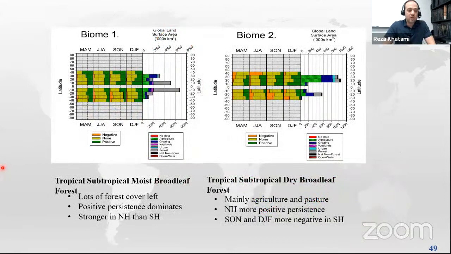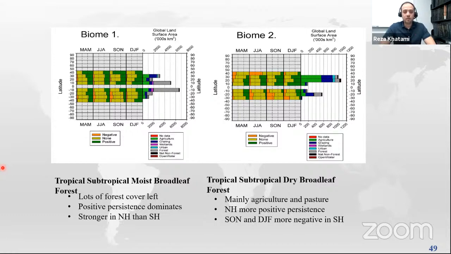I'm not going to go through every single biome, but here are the examples for 2 different biomes. So for the tropical moist broadleaf forest biome, you can see that the majority of land cover classes are agriculture and forest, and you can see for all seasons the positive persistence dominates, and there is a stronger positive signal for North Hemisphere than South Hemisphere.